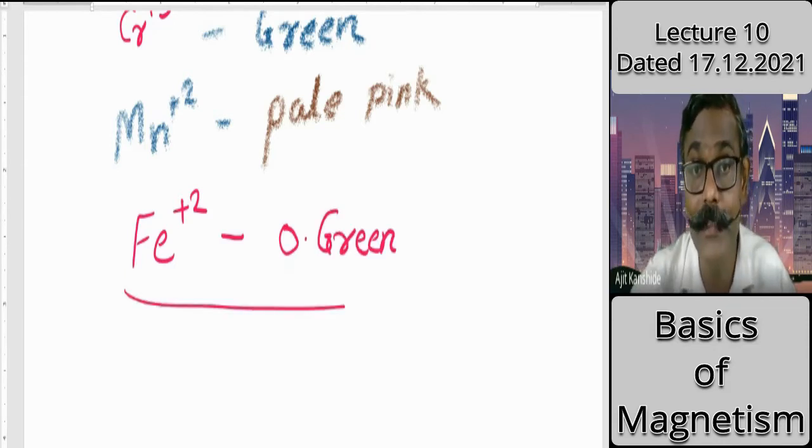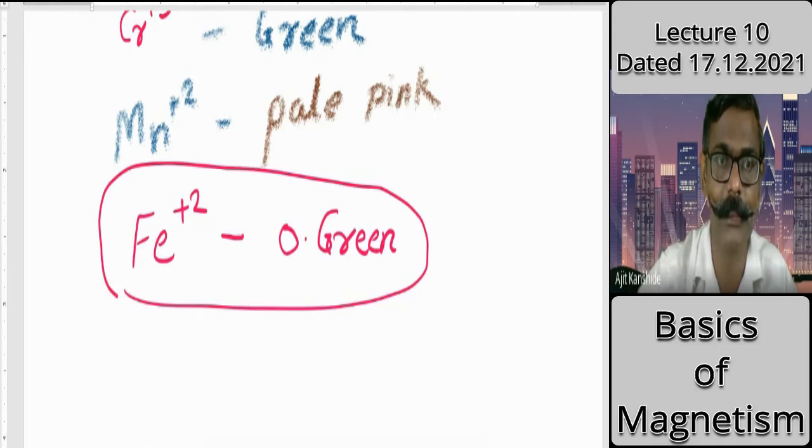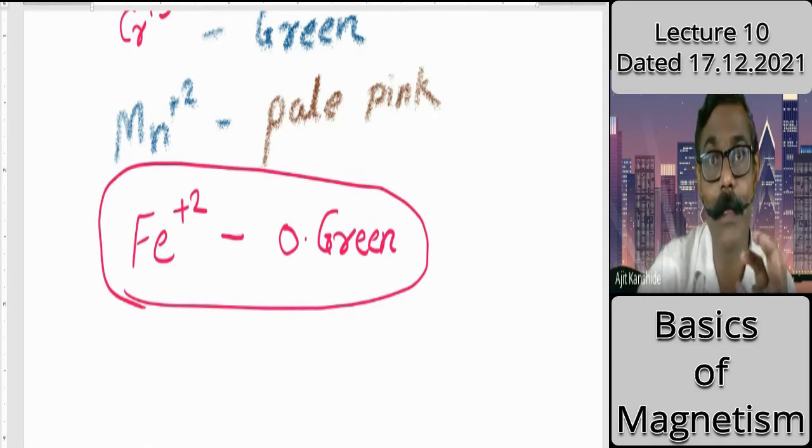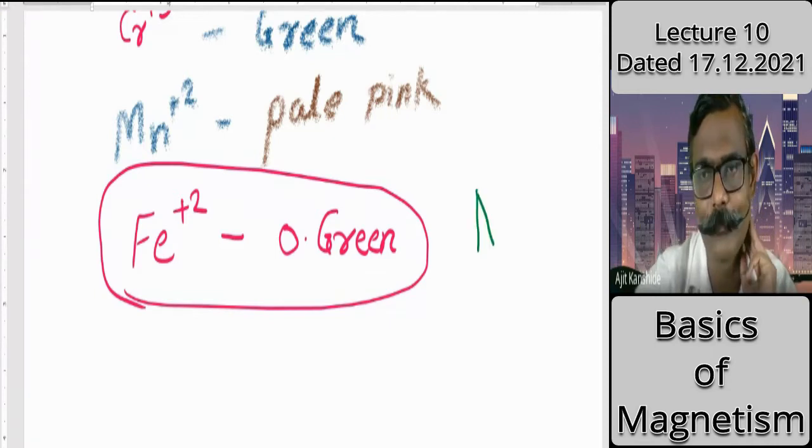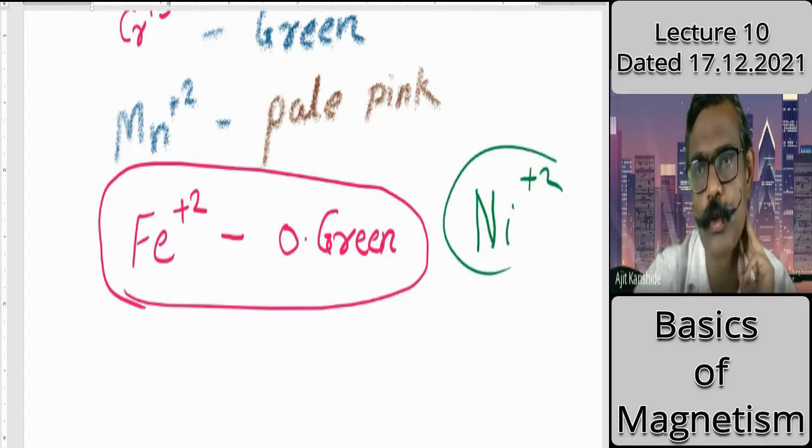Similarly, one metal ion is there whose color is green only, but a little bit darker green compared to Fe plus 2. Which is that metal ion? Nickel plus 2. Right, nickel plus 2 also shows the same.